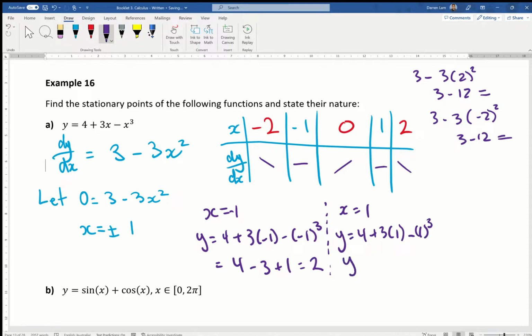Which equals y, that's 4 plus 3 is 7, 7 minus 1, therefore it's 6. So my coordinates are (-1, 2) and (1, 6). Again, you don't want to make the mistake of saying x equals -1 and 1, y equals 2 and 6. You must have coordinates. And then, of course, we need to label them as what the stationary point's nature is. x equals -1 is a local min, and this one, of course, is a local max.